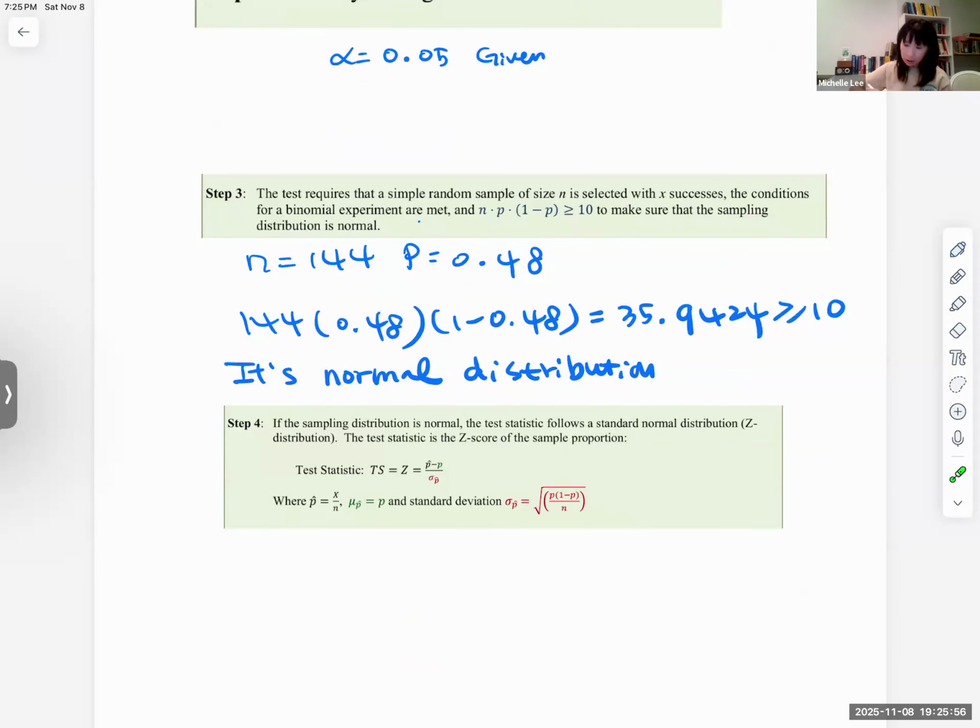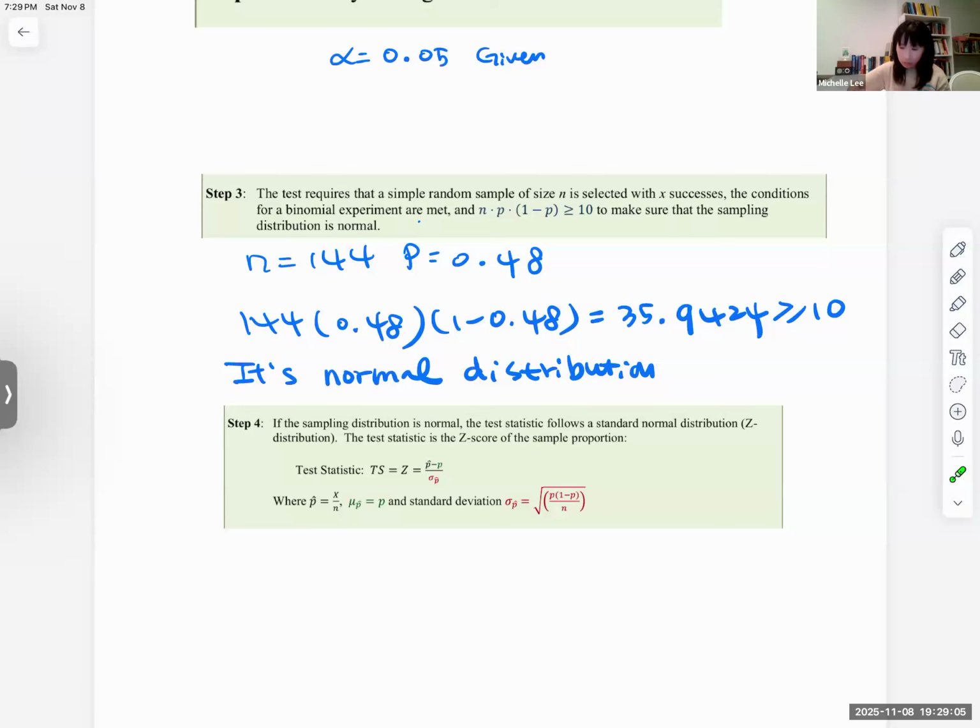Now this is step 4. After checking normality, we find the test statistic. The test statistic is a z-score, but not every z-score is a test statistic. Some z-scores are test statistics. It's like squares and rectangles: all squares are rectangles, but not all rectangles are squares. Same here: a test statistic is a z-score, but a z-score is not necessarily a test statistic. Make sense?